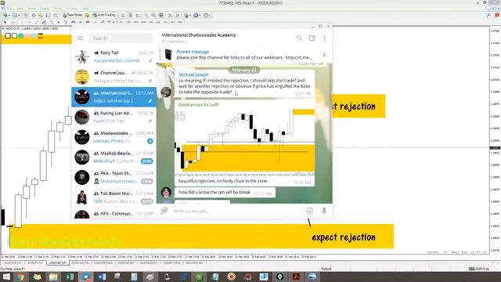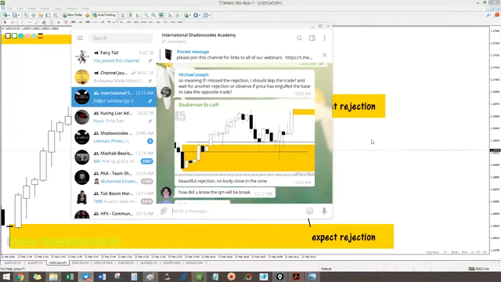Meaning I missed the rejection. Should I skip it, or keep the trade? Wait for another rejection. Yes, wait for another rejection, and observe if price has engulfed the base to take the opposite trade.